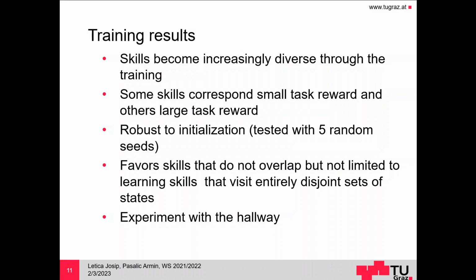They also wanted to show that although their algorithm favors skills that do not overlap, it's not limited to learning skills that visit entirely disjoint sets of states. In order to show that, they did an experiment with a hallway, where the agent starts in the hallway and the goal is to exit the hallway to the large room at the end of the hallway. Because most agents are incentivized to maximize their cumulative reward, they may take actions that initially give no reward to reach states that eventually give high reward. In this environment, diversity is all you need. Learn skills that exit the hallway to make them mutually distinguishable.